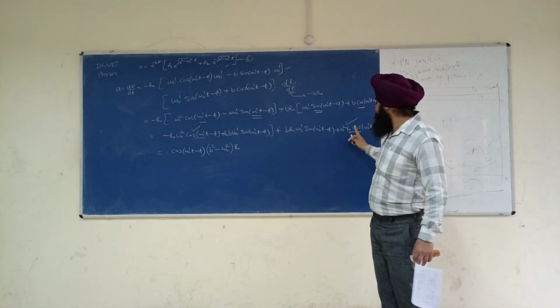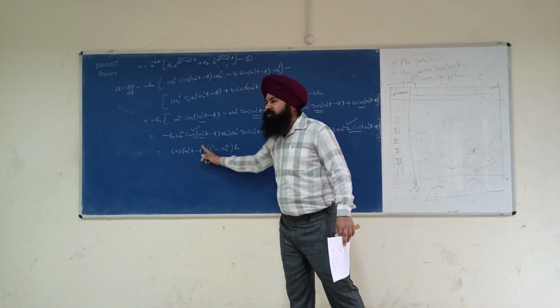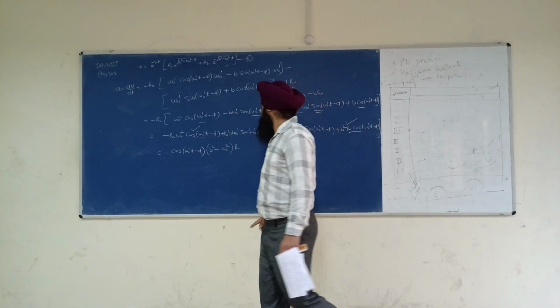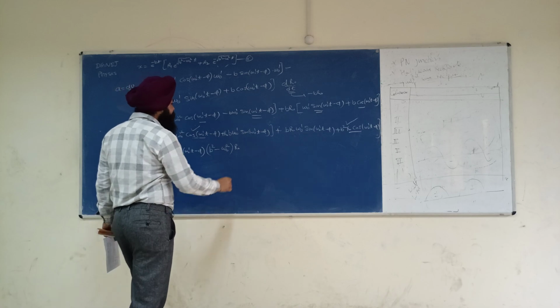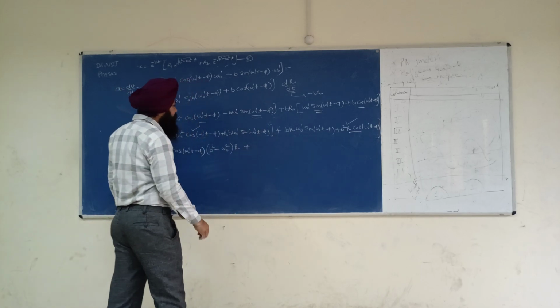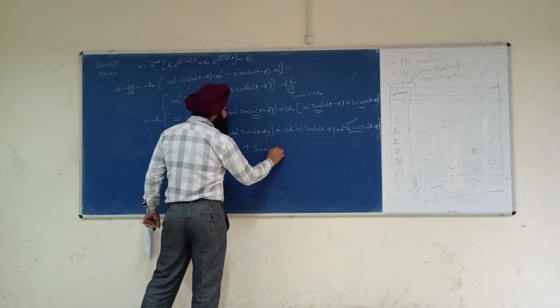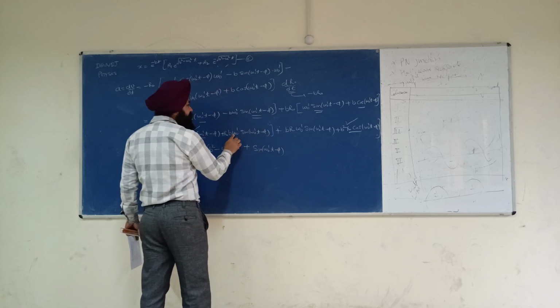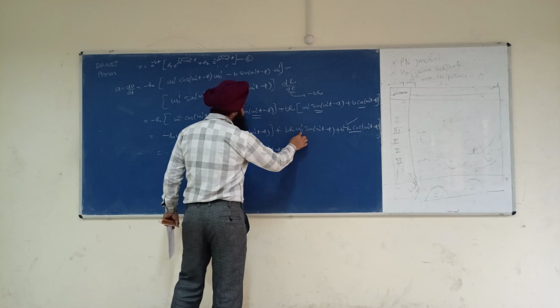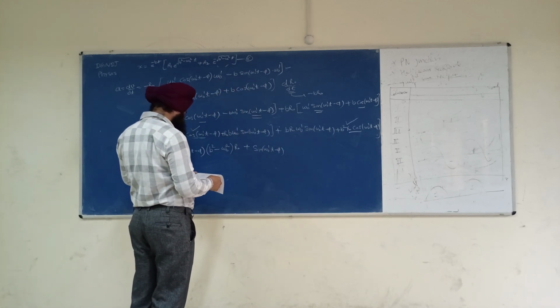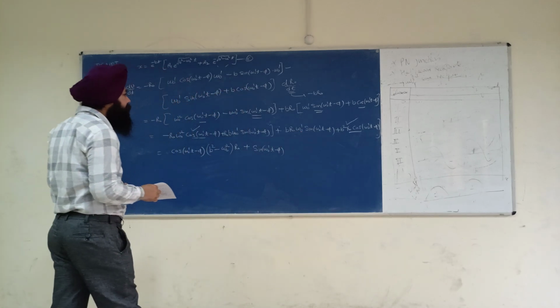बहुत आसान है. हमने इसको और इसको क्या किया? क्लब किया. जो कॉमन है उसको बाहर लिए. Plus club these two also. What are the common? Sin omega naught prime t minus phi into b omega naught prime. Yes. ठीक है.